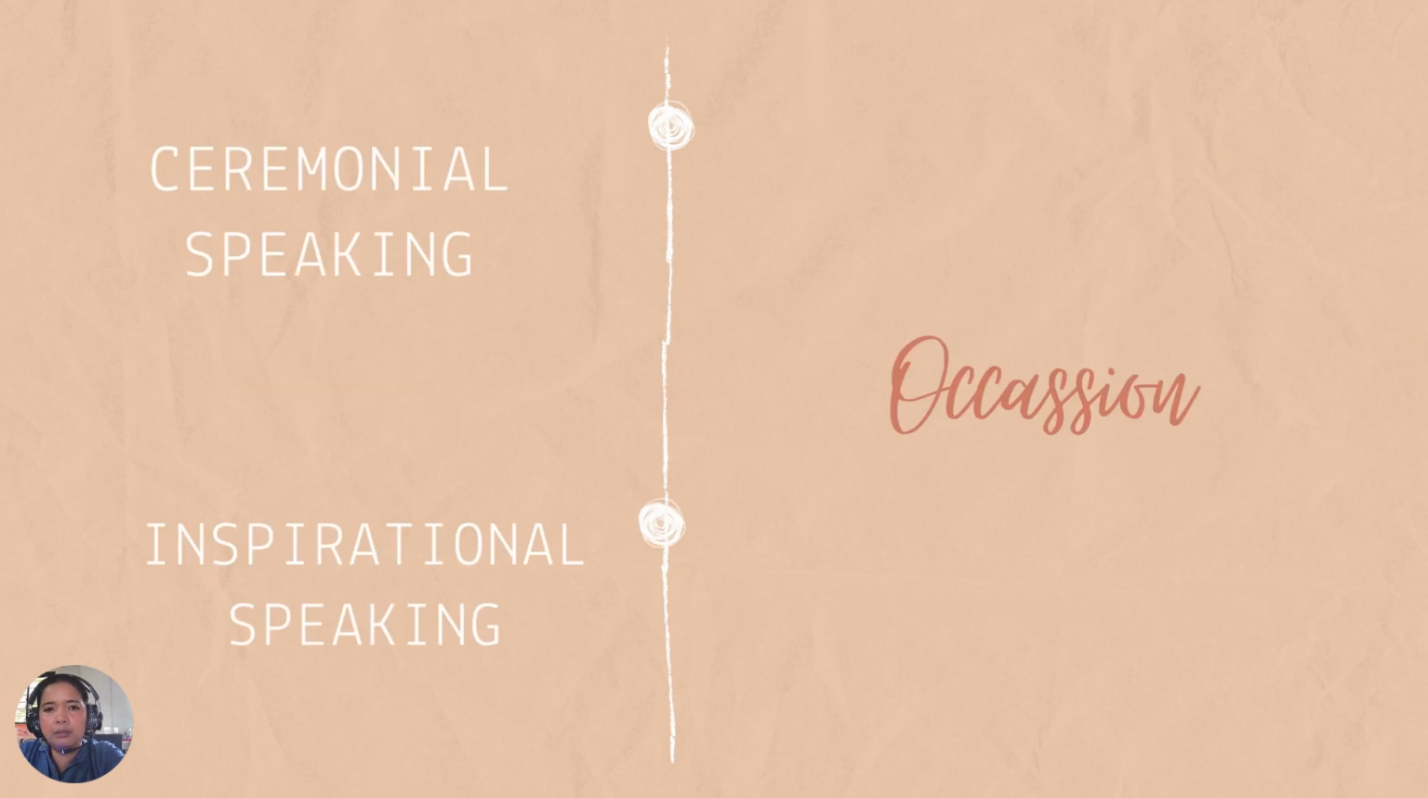Next one is about the types of speeches according to occasion. We do have two. First one is the ceremonial speaking, and the second one is the inspirational speaking. Ceremonial speaking is basically more of you talking to people in ceremonies. For example, the priest talking to people in a ceremony. That one is very scripted, meaning it's the same words, the same flow, the same idea. So in short, it's scripted.